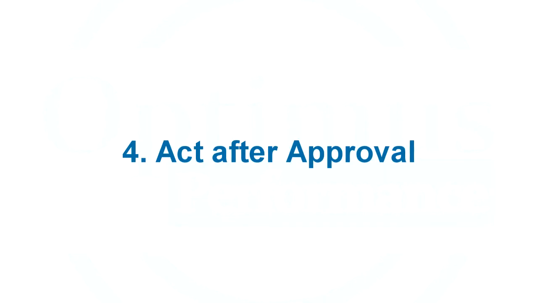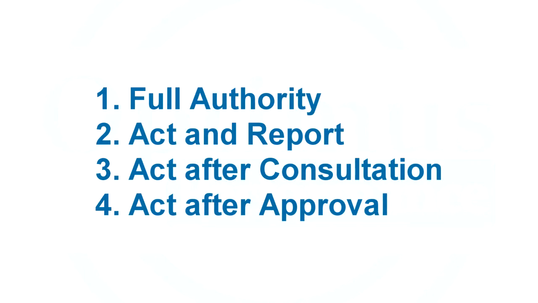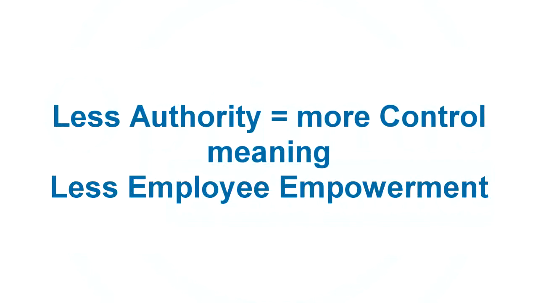The last and lowest level of authority is act after approval. In this case, the person not only consults you, but gets approval on how they're going to carry out the job function. So as you can see, each of the levels of authority also are associated with control. So the more control you assert on the person, the lower their level of authority is going to be.